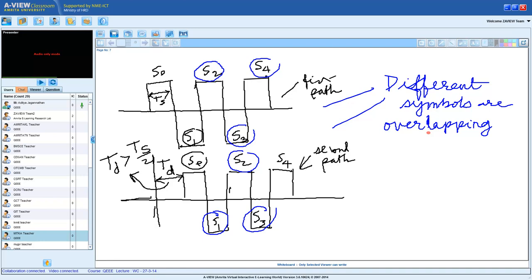Right, because these different multipath components that you get at the receiver are going to add up. The first multipath component and the second multipath component are going to sum up at the receiver. What you are going to see is basically the sum of the two multipath components. When these two multipath components sum, different symbols are overlapping, and these different symbols are going to interfere at the receiver. This is also known as inter-symbol interference.